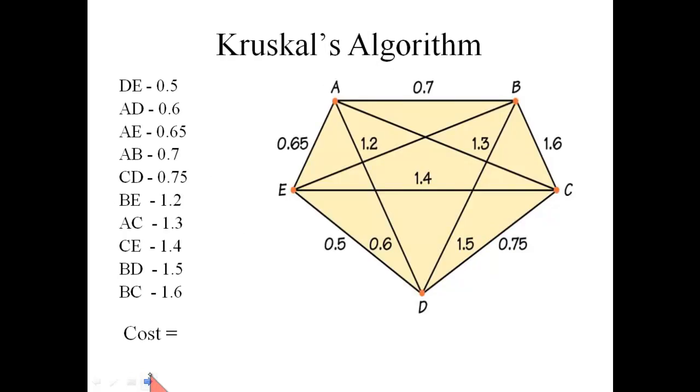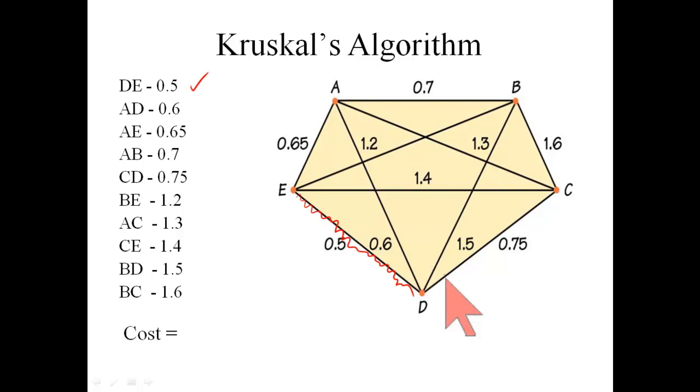Same graph. Here are the edges with their weights listed, and notice they've been sorted in increasing order, as we said. And now let's apply Kruskal's algorithm. Edge DE is here. It's of weight 0.5. I ask, would throwing it in create a circuit? Well, no, of course not. I haven't even added anything yet.